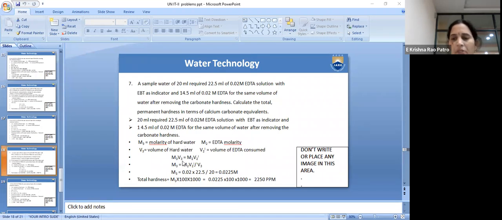So everybody write down M3V3 is equal to M2V2 dash. Find out M3, students. M3 is the molarity of hard water, M2 is EDTA molarity, V3 is the volume of hard water, V2 dash is the volume of EDTA consumed. So M3 is equal to M2 V2 dash by V3. Students, on your video, I want to see your face.